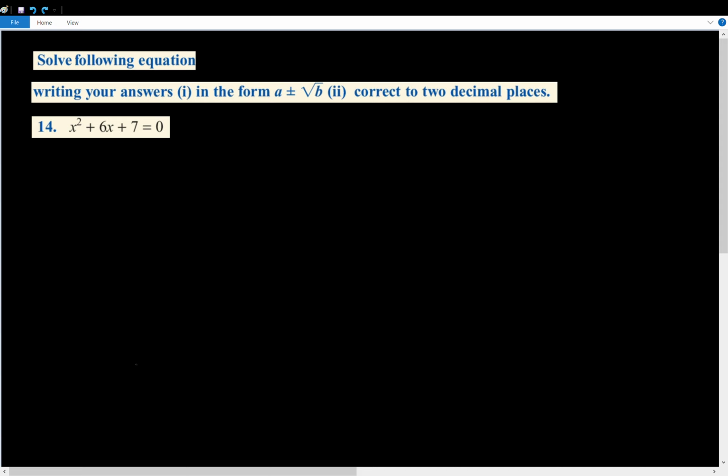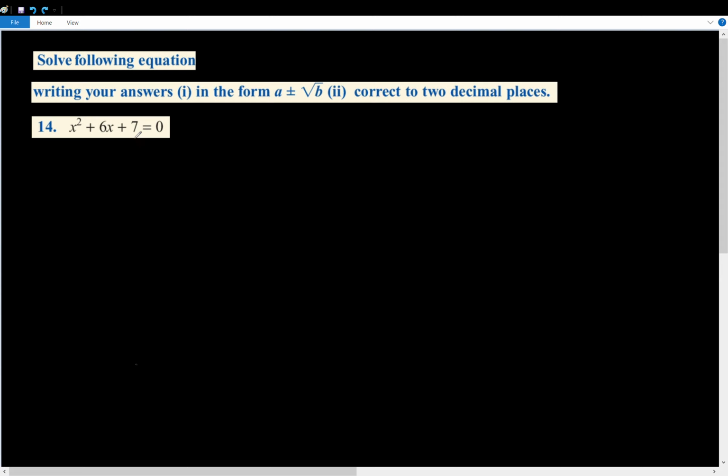This is question 14 in exercise 1.8 in Project Maths 3A. We have to solve the following equation, and we've got to write our answers first in the form of a plus or minus the square root of b, and then second, corrected to 2 decimal places. And what we've got here is a quadratic equation, but we can take a hint from the question that we're not going to be able to factorize this out. Although if we tried, we could find out quick enough it's not going to get there.